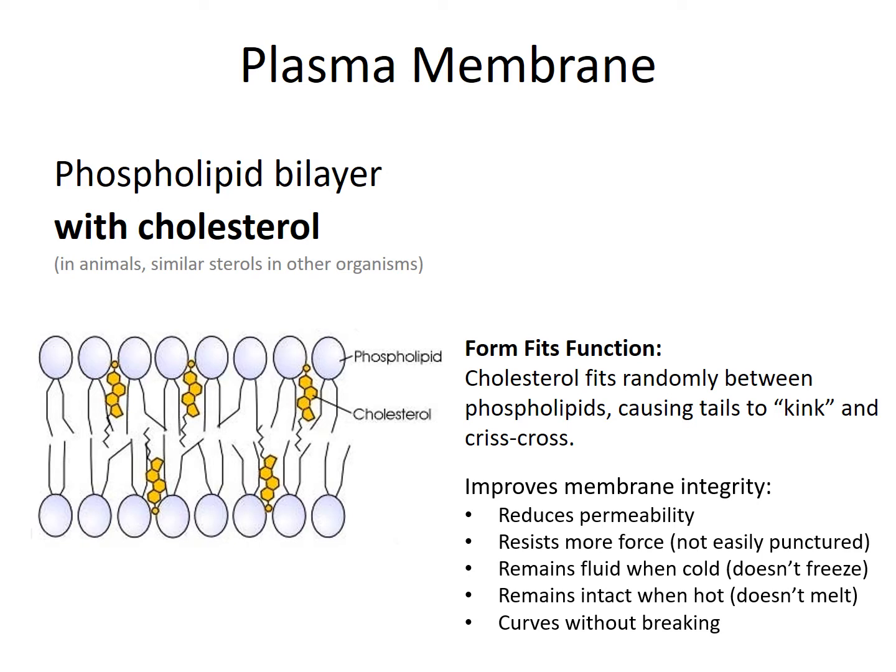Sterols also allow the membrane to remain fluid at colder temperatures, so it doesn't freeze as easily. And it allows the membrane to remain intact at warmer temperatures, so it doesn't melt as easily. This function of sterols, when they're embedded in plasma membranes, allows the membrane to remain functional in a wider range of temperatures. Another benefit of adding sterols to the phospholipid bilayer is it allows it to extend out and curve around the spherical shape of a cell or organelle without breaking.